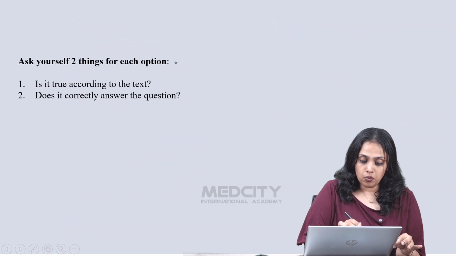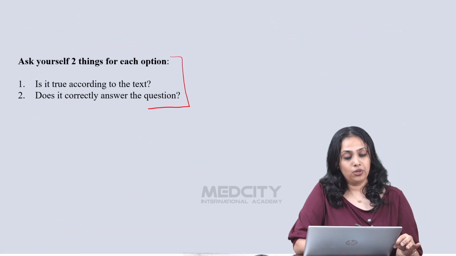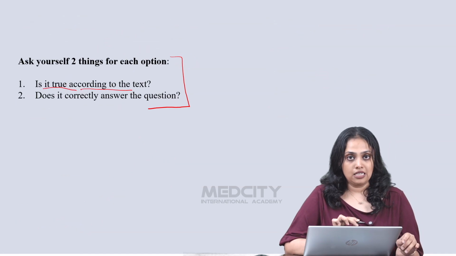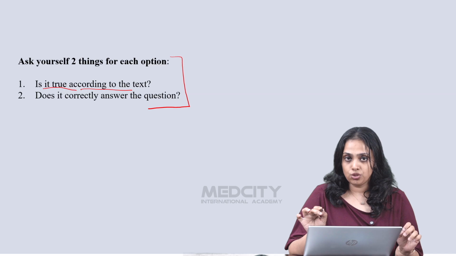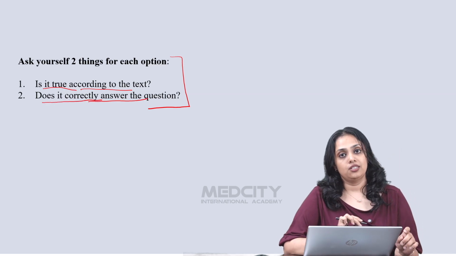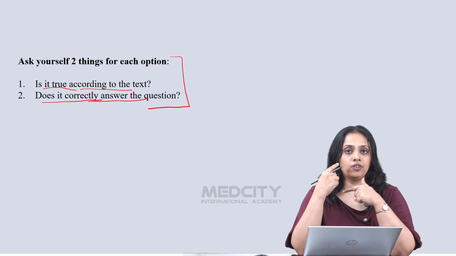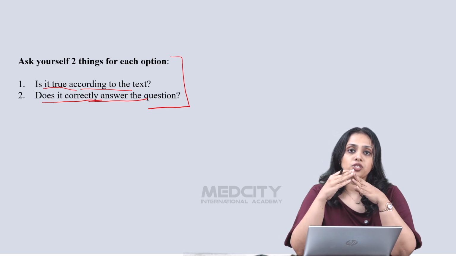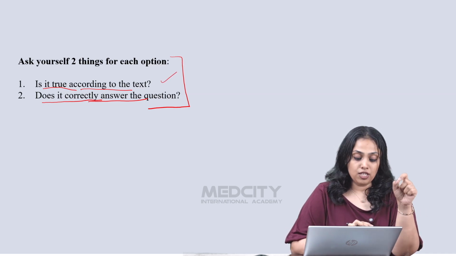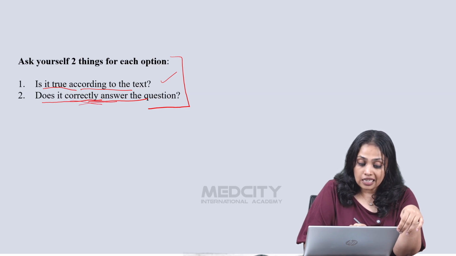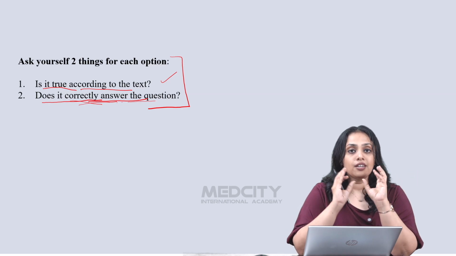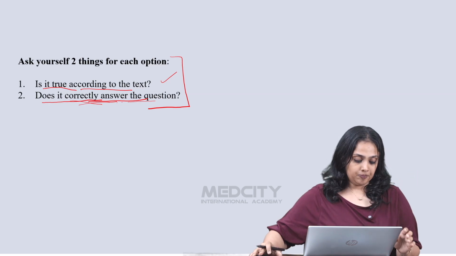Now, this is something that you have to keep in mind throughout when you do MCQs. When you choose an option, that option is true according to the text. As per the text, the option that you're choosing should be right. And not just that, does it correctly answer the question? Just like we have seen, initially when we went through the options, three options were right according to the text. But how did we reach the right answer? Based on how correctly it is answering the question. So you have to consider both of these points to arrive at the right option while doing MCQs.